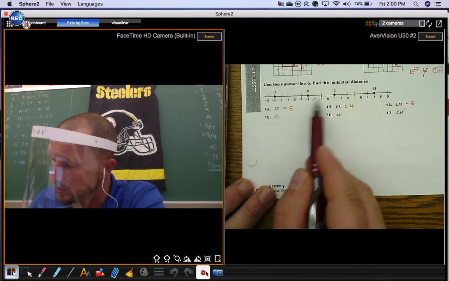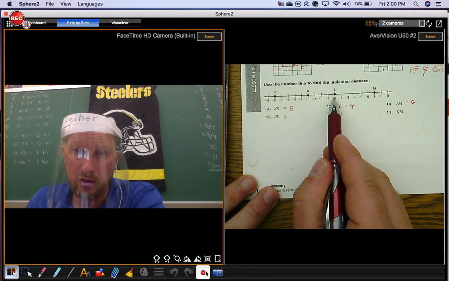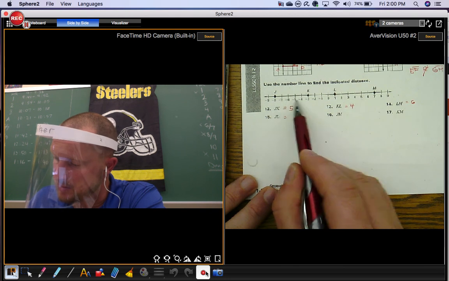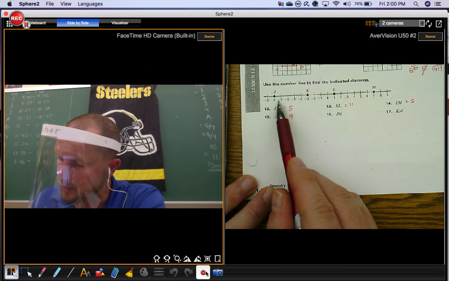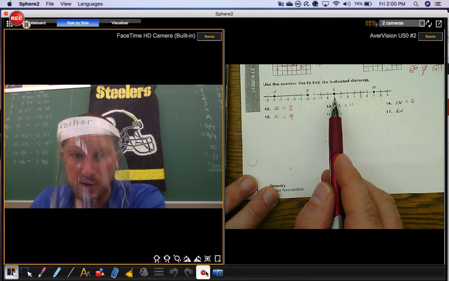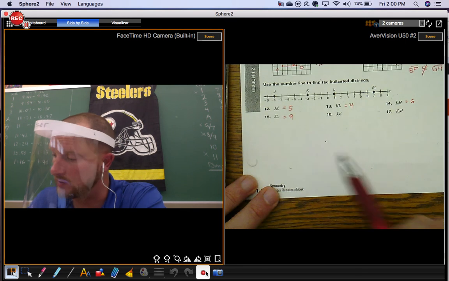J to L. We're going from -8 to +1. Count those spaces. There's 9 of them. You could have done -8 minus 1. That gives you -9. Absolute value gives you +9.